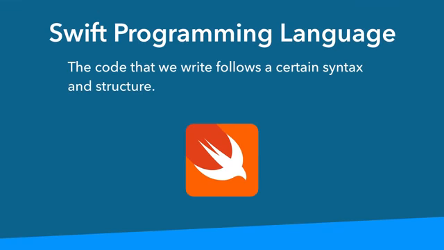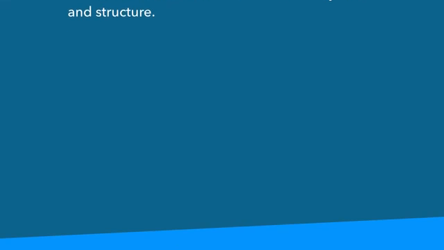The code that we write follows a certain structure or syntax, and this brings me to the second thing that you have to learn, the Swift programming language. To give you an example of how these two things work together, imagine you had to write an English essay. In this case, Swift would be the English language, and Xcode would be your pen and paper.